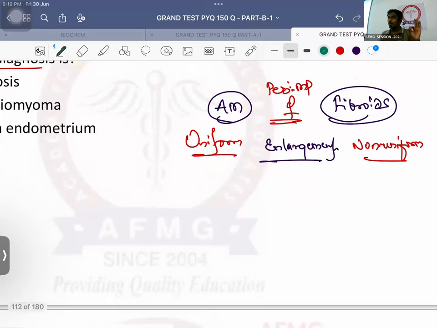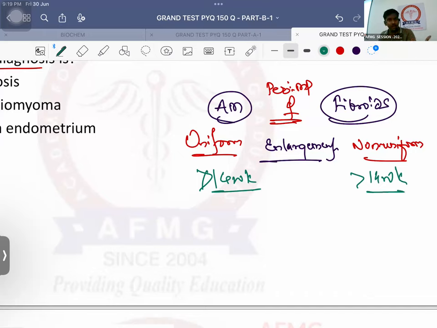Second important, adenomyosis can never be more than 14 weeks size. It is always less than 14 weeks of gestation. If it is more than 14 weeks of gestation, it has to be fibroid. Fibroid can be less than 14 weeks. If it's a small tumor, it can be more than 14 weeks because it is tumor. It doesn't have control on it.